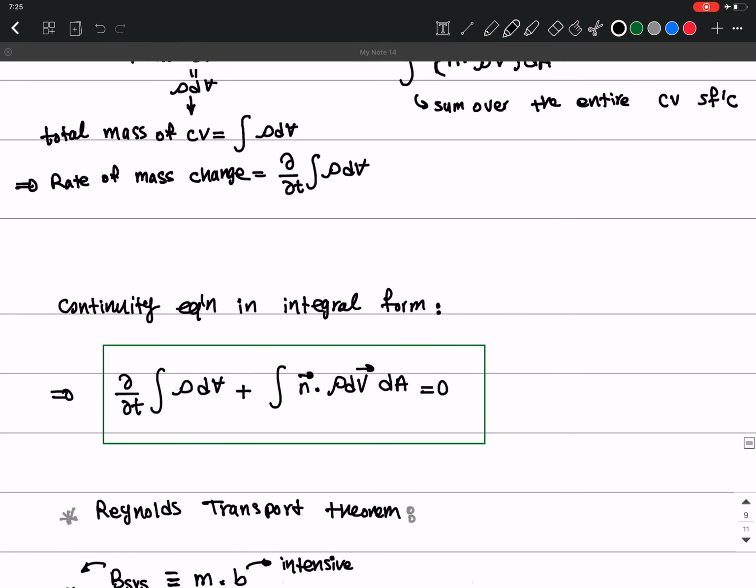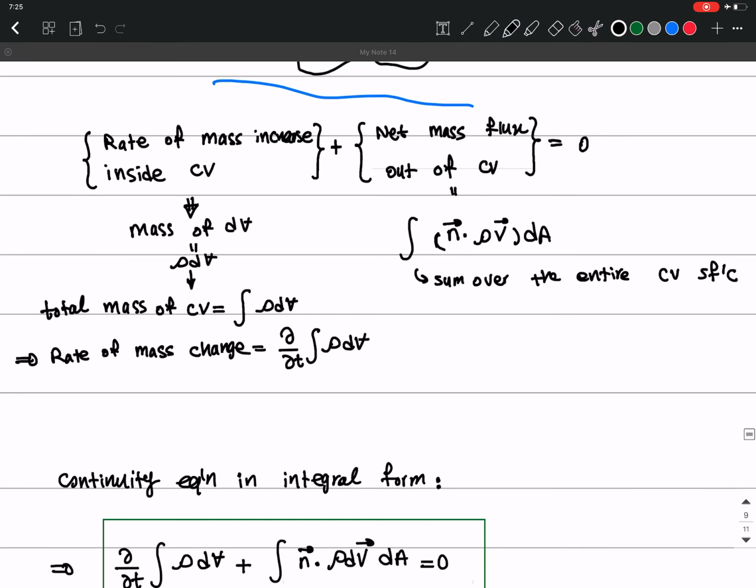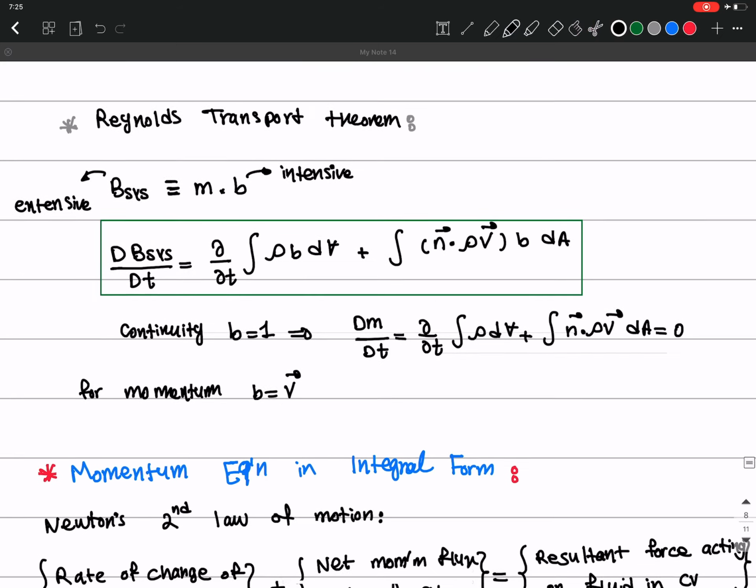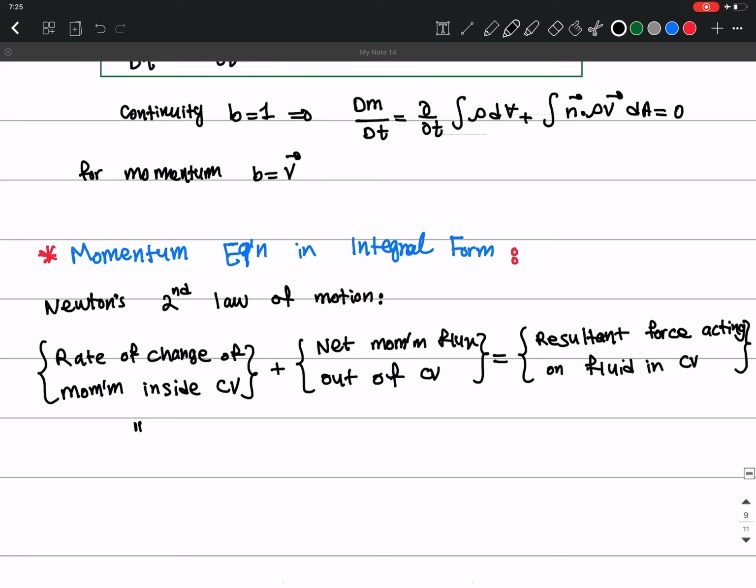Similar to this one, so this term was rate of mass change inside the CV. So instead of mass, we just put momentum. To get momentum, we just need to multiply this by velocity. So similarly, I'm going to get partial over partial t of the integral of rho times v dV. And then here I have the net momentum flux out of CV.